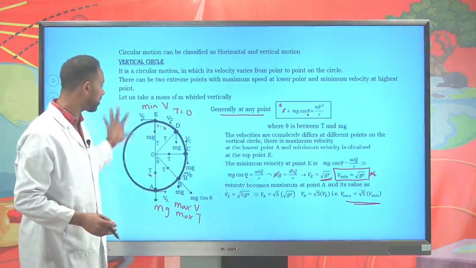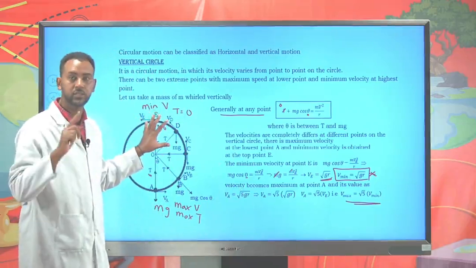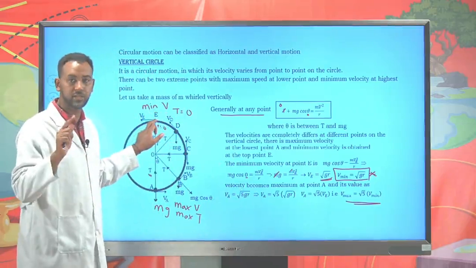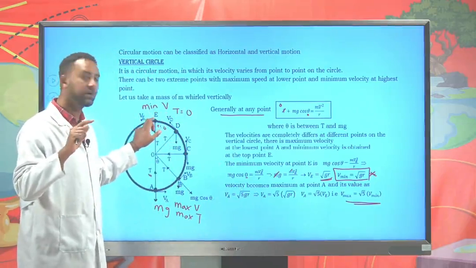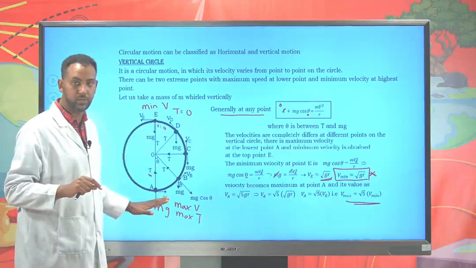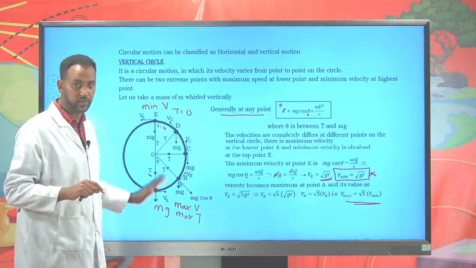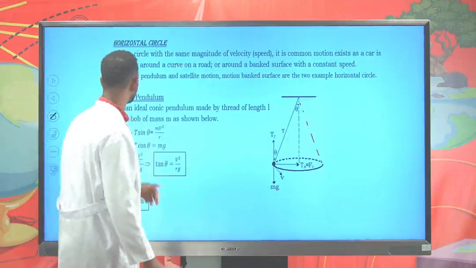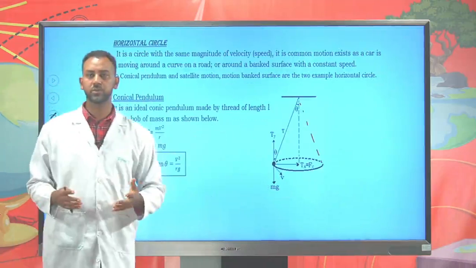So the main point about the vertical circle is that the velocity changes both in magnitude and direction. We can find the minimum velocity at the top, where the tension is zero, and we can have the maximum velocity at the bottom. The tension is maximum at the bottom. These are the key points about the vertical circle. Now let's try to see the horizontal circle.